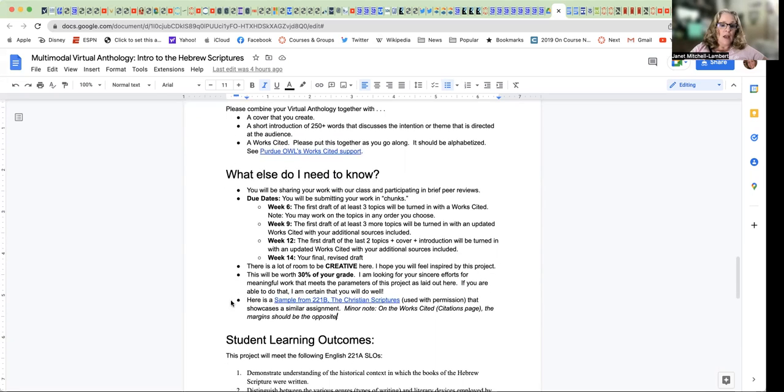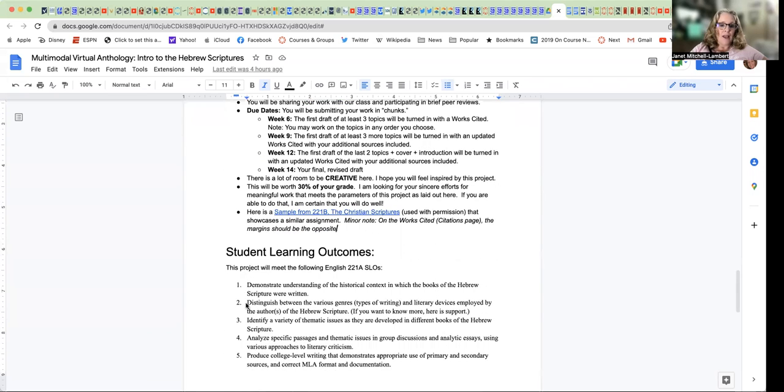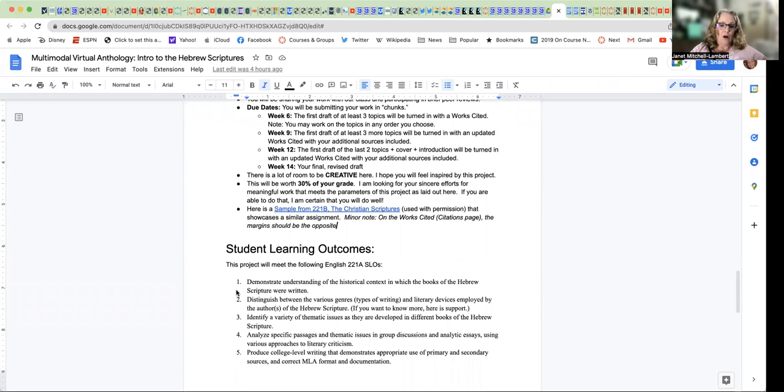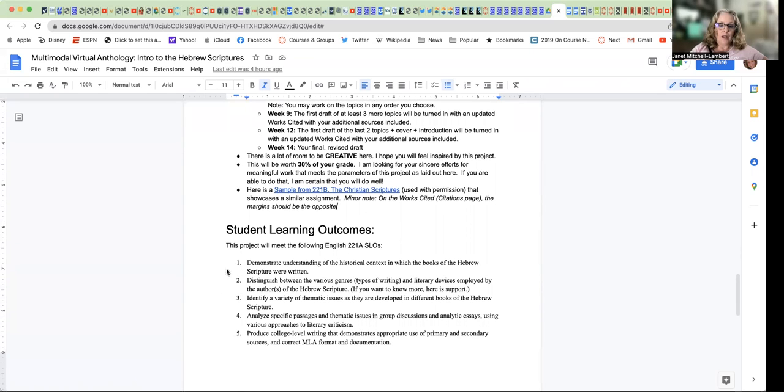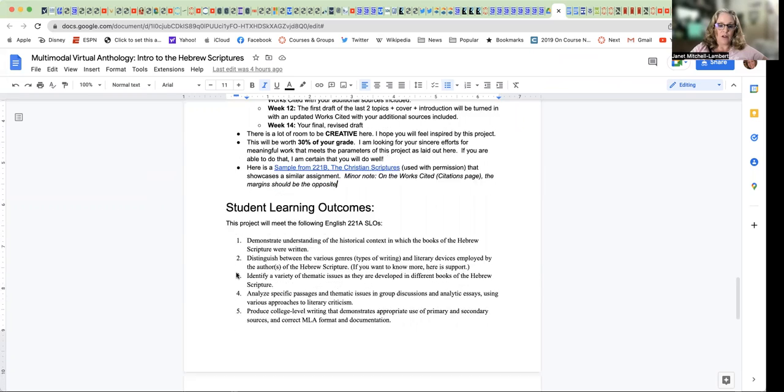Okay. I have a sample here. This is just a single sample. It is not a perfect sample, but it is one to just give you an idea about what you can look at. And this project will meet our SLOs, our student learning outcomes, for this particular course.